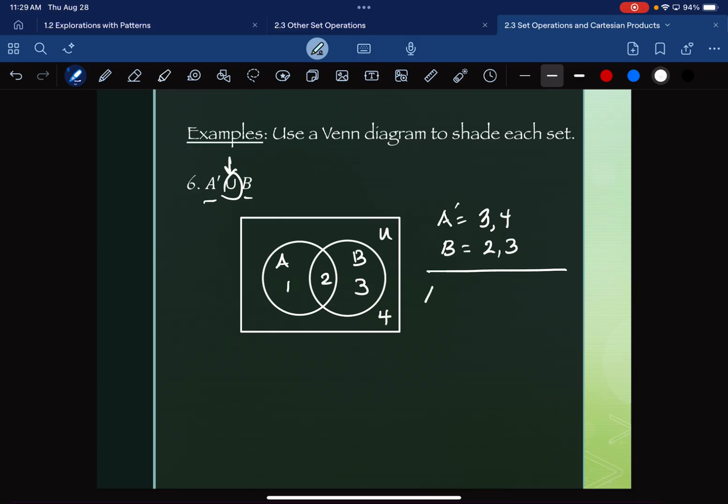So if I am going to do A complement union B, I include every number that I already listed, but I don't need to duplicate. So I'm going to put them in order. I have 2, 3, and 4, but I don't need to list 3 twice. Does that make sense to everyone?